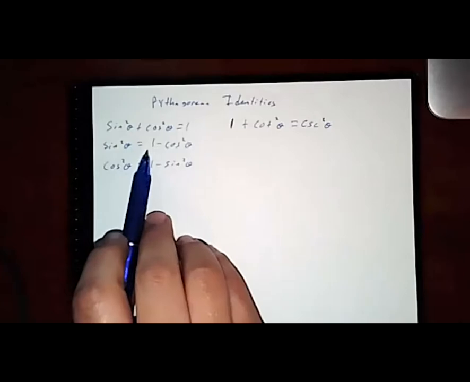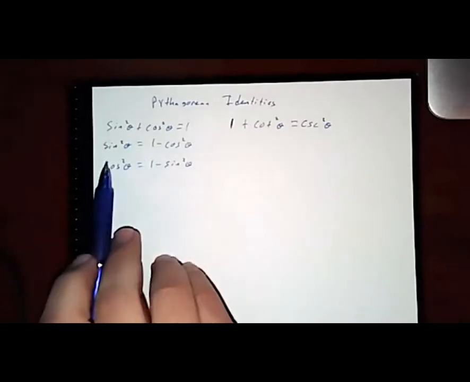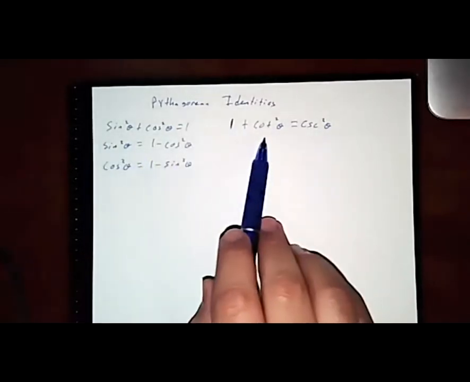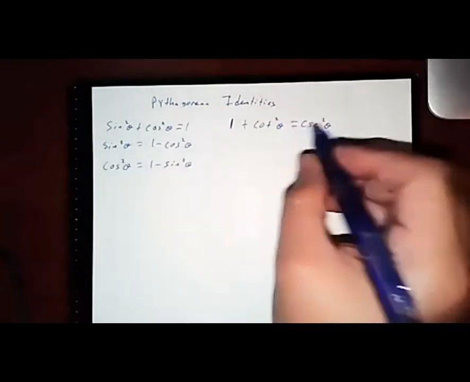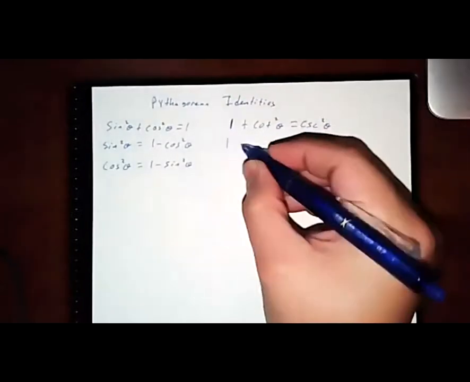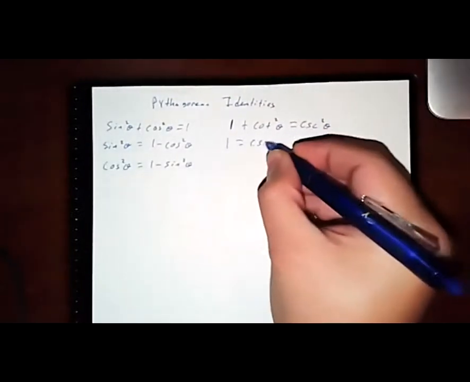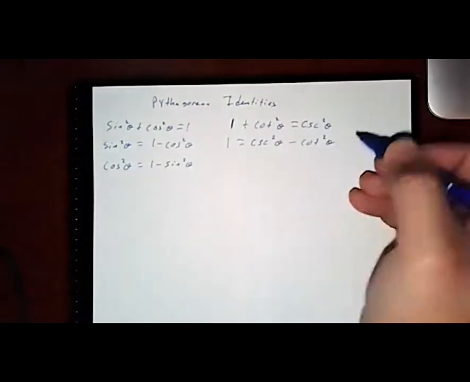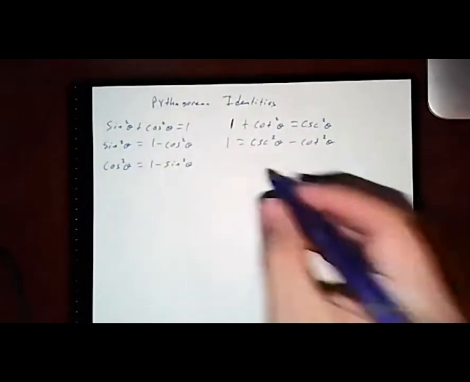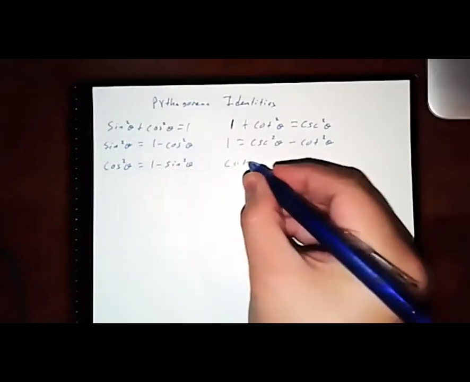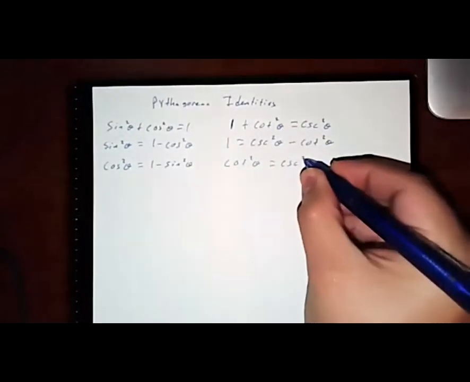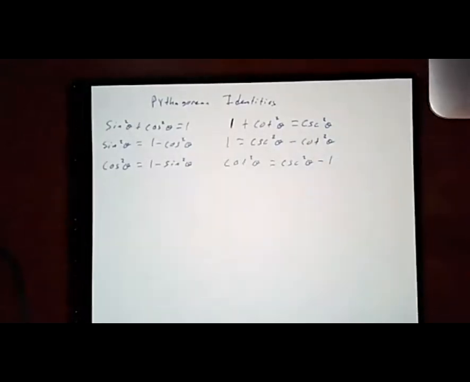Okay, and then the next one is basically you just move these around and then you get 2 more. So if I subtract cotangent squared, I get cosecant squared theta minus cotangent squared theta equals 1. If I were to subtract the 1 over, I'd have cotangent squared theta equal to cosecant squared theta minus 1.